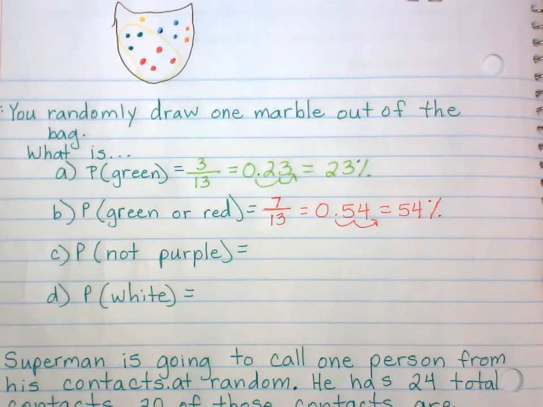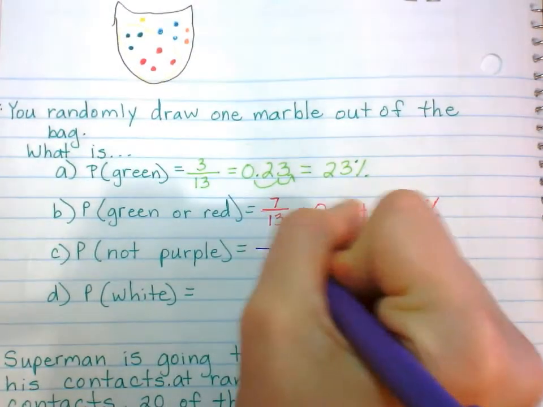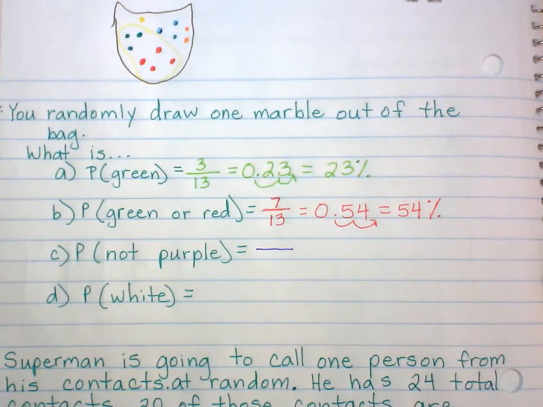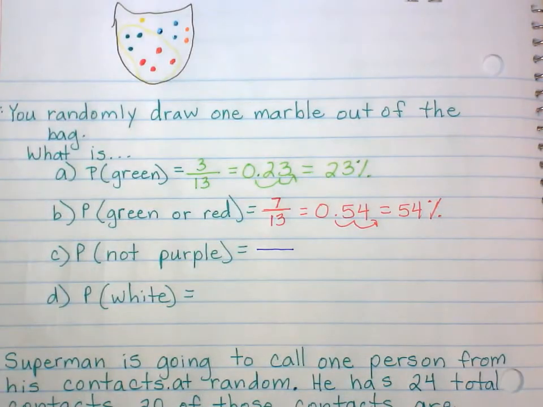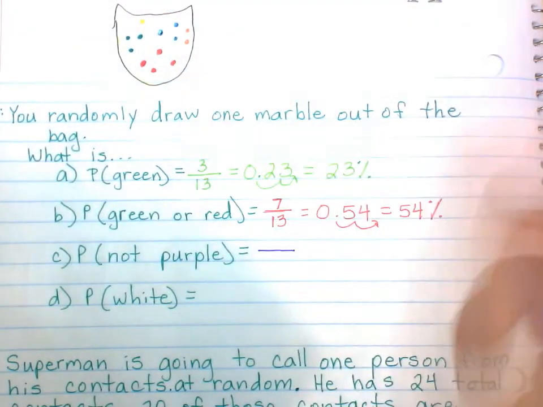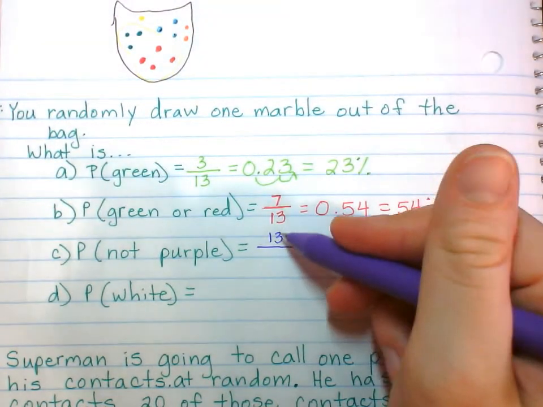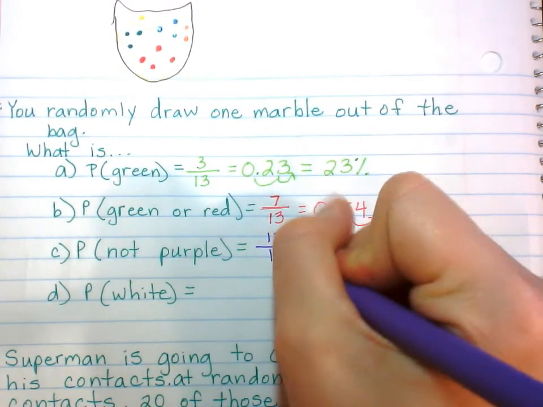Not purple. So remember, it's a fraction. How many marbles are not purple? How many marbles up here are not purple? All of them. None of them are purple. So all 13 of them are not purple. All 13 marbles are not purple out of 13 marbles total.